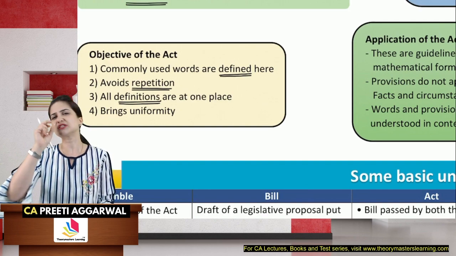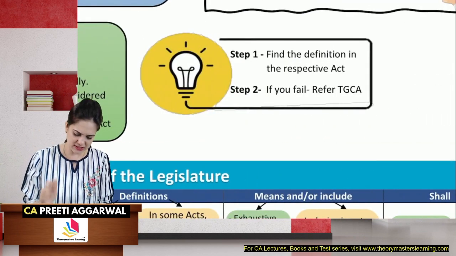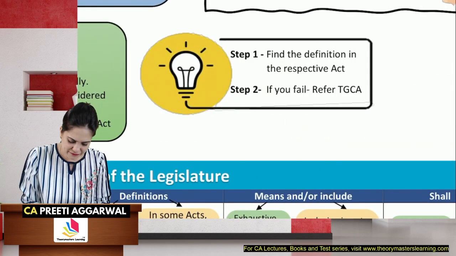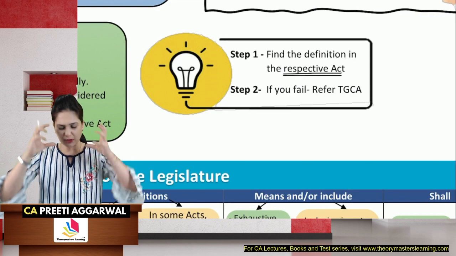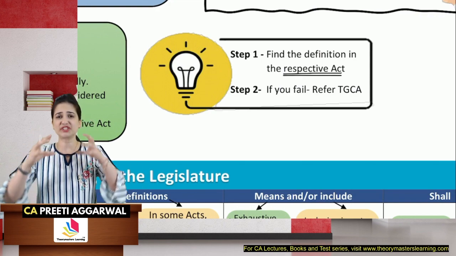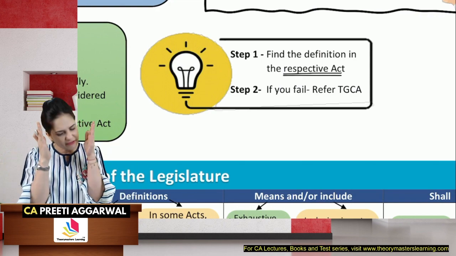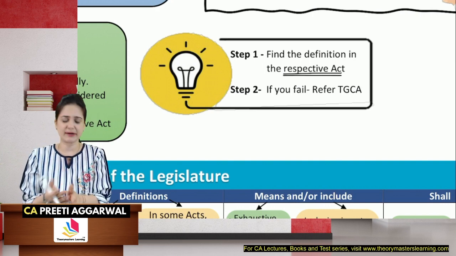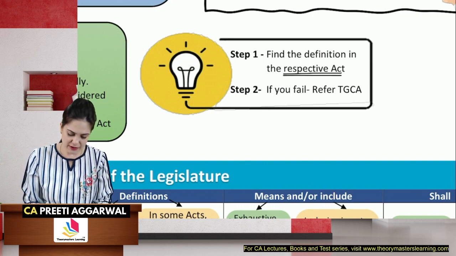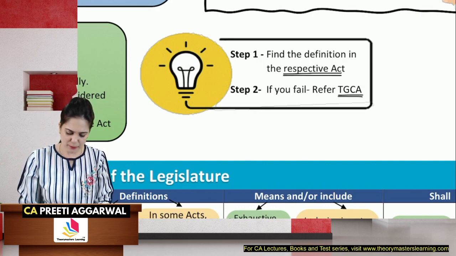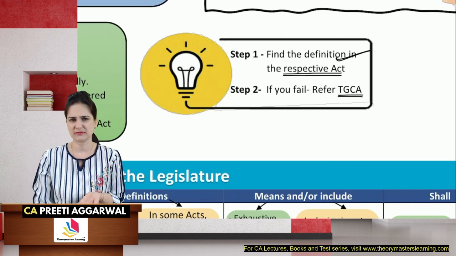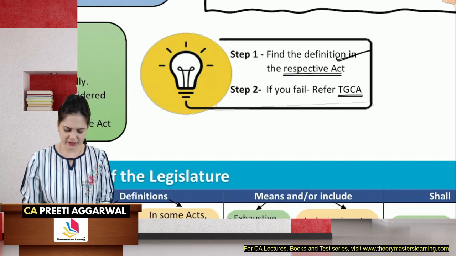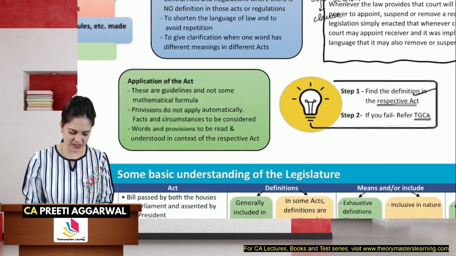The definition which is specific, like I have written over here, steps. First, you will try to find out the definition in the respective act. Okay, this is step number 1. The peculiar definitions which are very specific to that act, those words will be defined in the act. But if you fail, then only you will refer the General Clauses Act. If suppose you find the definition in that respective act, then you need not come to the General Clauses Act. So over here, you will refer it only when you do not find the definition in the respective act.